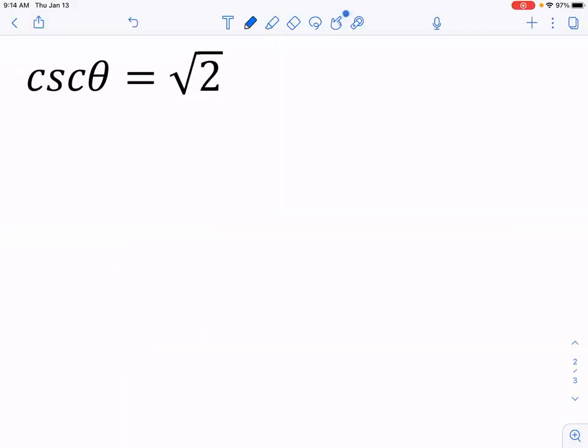I want you to think of right now, in your head, the cosecant is the reciprocal of which trig function? Owen, which trig function is cosecant the reciprocal of?